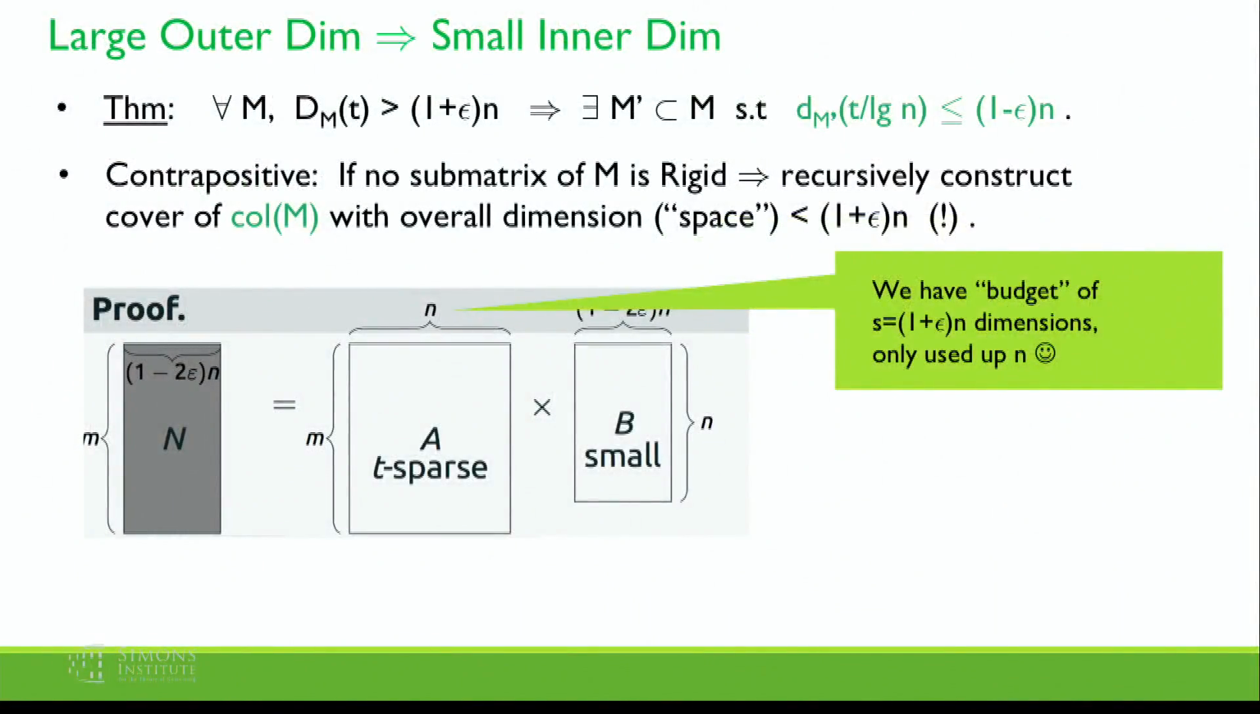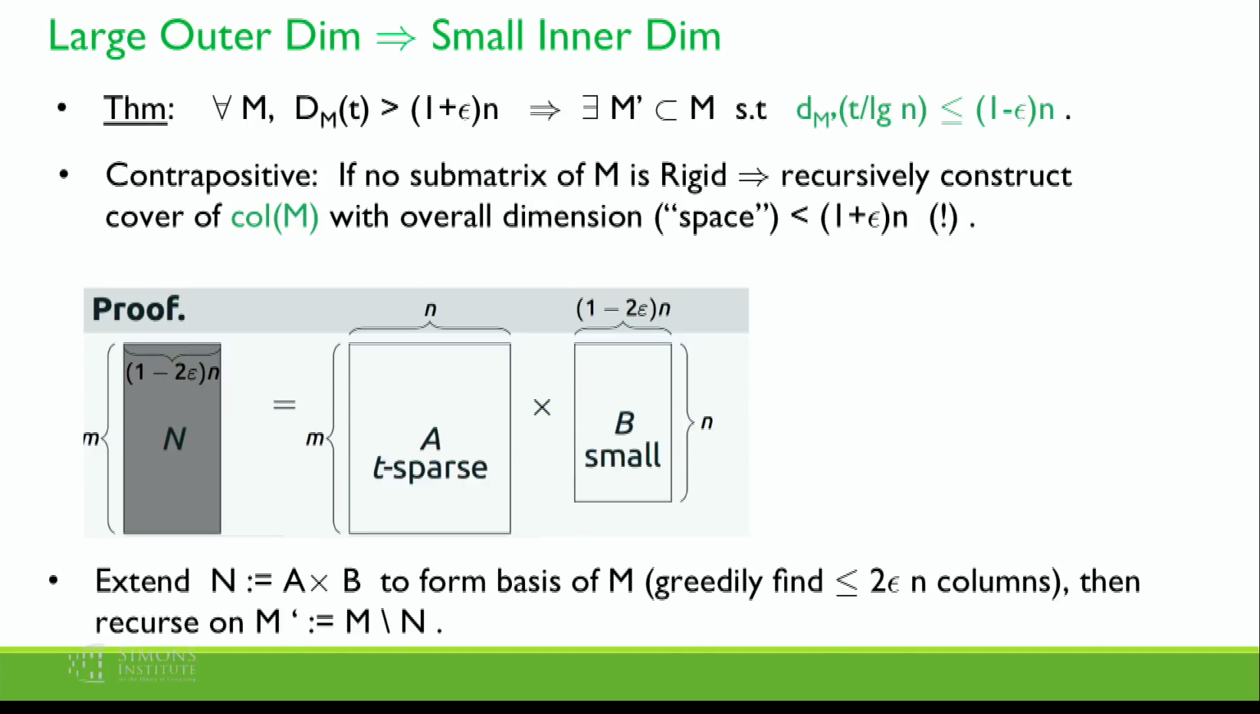We paid for it only n dimensions, right? And we have a budget of 1.01 n dimensions. So we paid for it only. We have 1 plus epsilon n dimensions to afford, and we only paid n dimensions out of it, and we already covered like 70% of the column space. That's kind of great news.